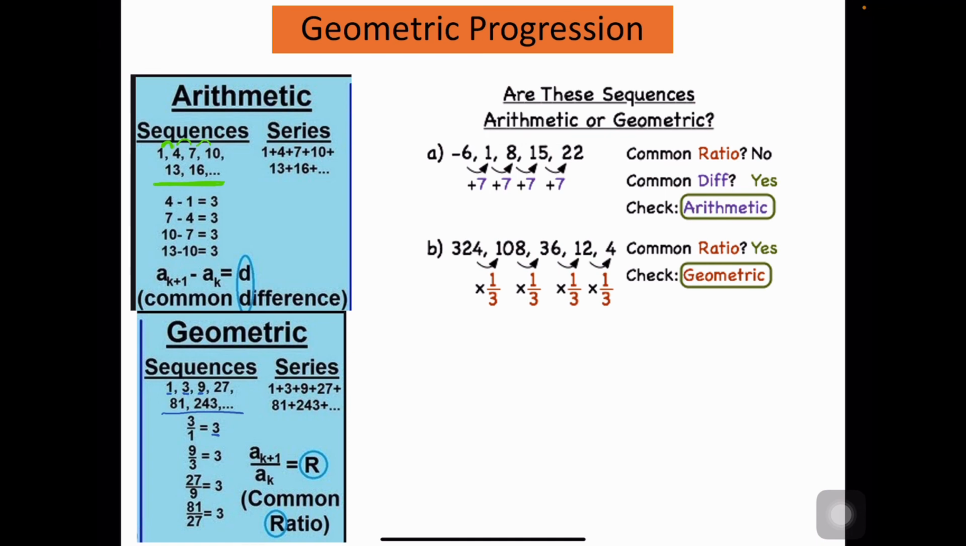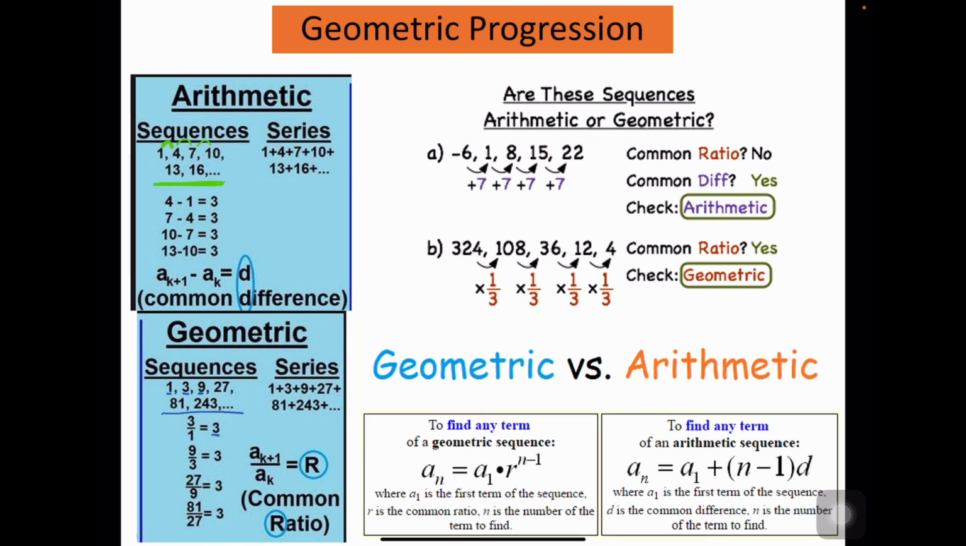You don't need to write this information down in your books. I'd just like you to understand the differences between arithmetic sequences and geometric sequences. The key thing being, with geometric sequences, you're multiplying by a common ratio, and for arithmetic sequences, you're adding a common difference each time.